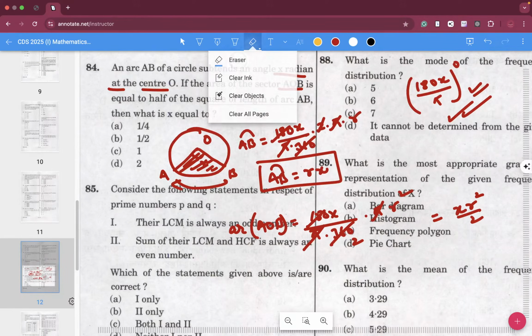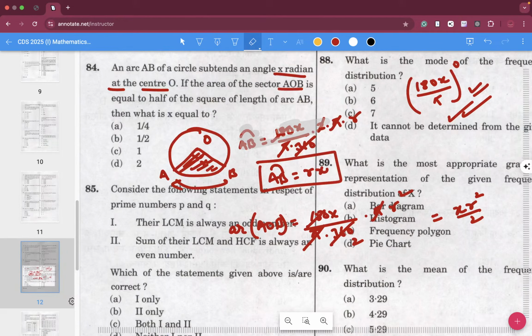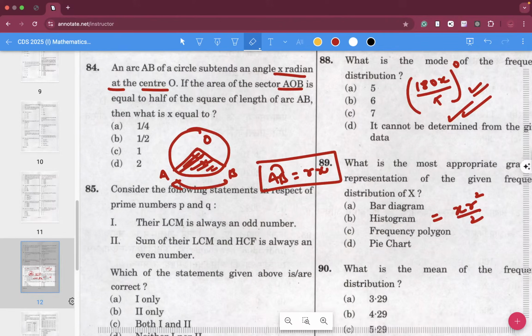So we have two observations over here. Now these things are calculations, we can delete them, and we can simply write it like this. So the area of the sector over here is this particular value, right?